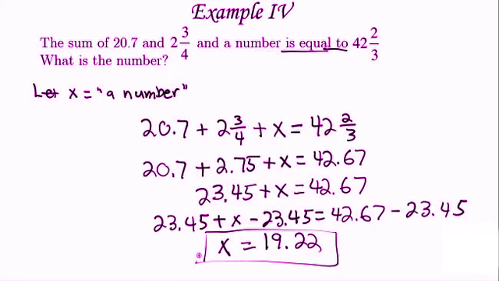Okay? Looking back, I started out with a sentence. And not only was it a sentence, but it was a sentence that had numbers in two different forms. So after I translated it into an equation, I put all the numbers in decimal form. So that was the second step. Put numbers in decimal form. I simplified the equation by adding the two numerical values on the left, and then I finally isolated the variable by subtracting 23.45 from both sides.